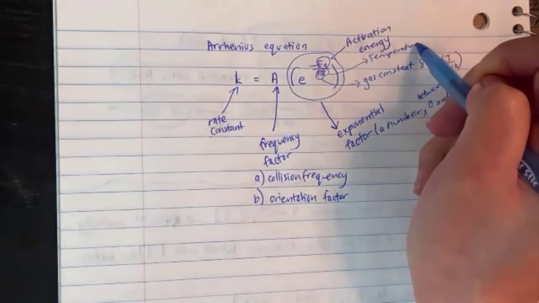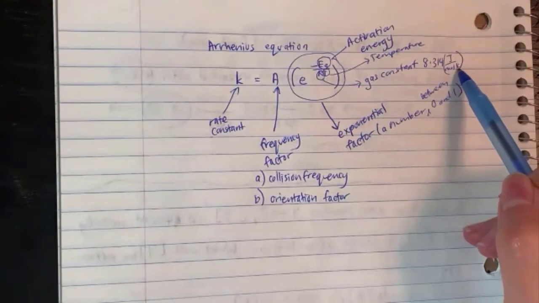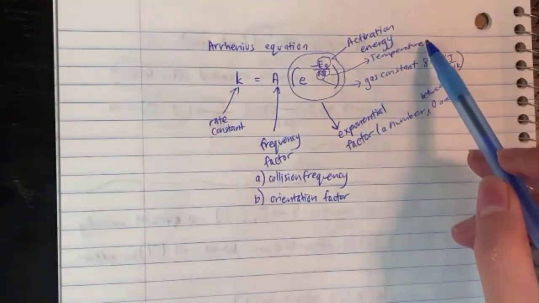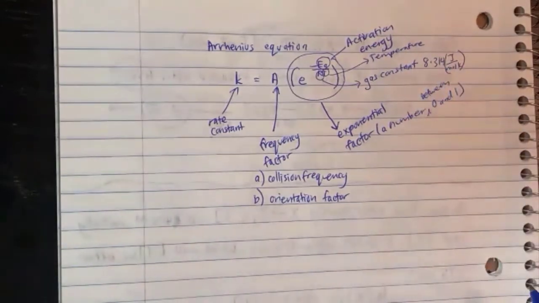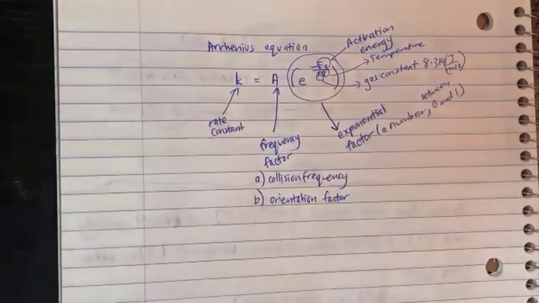Now, because we are using our gas constant, our temperature must be in units of Kelvin. You see how there's Kelvin here? Our activation energy will be in units of joules. Our temperature will be in Kelvin. So just keep that in mind when we're doing calculations, but this is what that means.